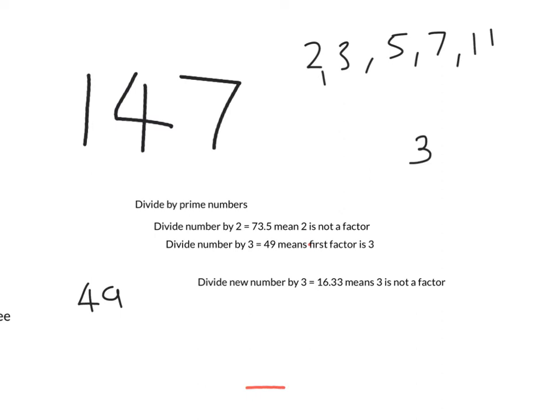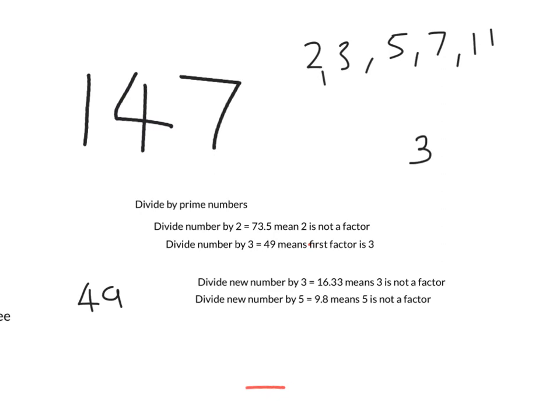Now I'm going to divide the new number by the next prime. So let's divide the new number by, we've done 3, so now it's 5. So let's divide the new number by 5. And does it split equally? No, if I was going to work that out, it would be 9.8. So it means 5 is not a factor.